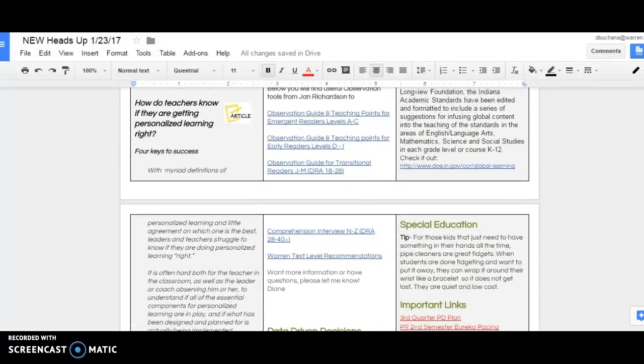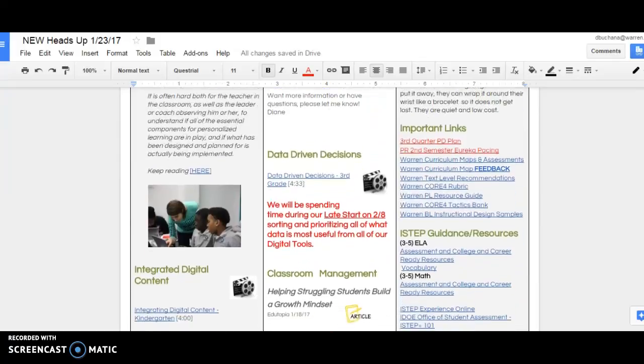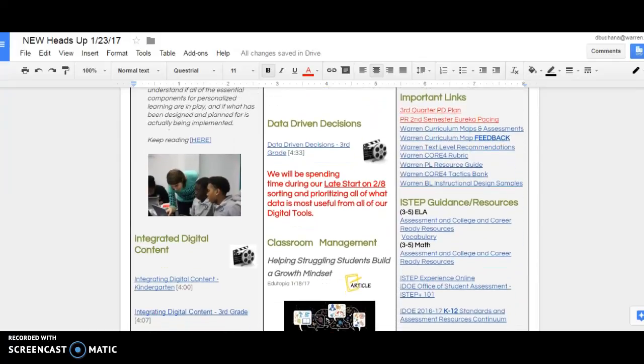If you look at the very bottom, I've always had some links there for you, but I wanted to point out a few that I've added. Your PD plan is always right here, so if you're thinking, I can't find it, just go to the recent Heads Up, it's always there. Your pacing guides for Eureka that we were just referring to are right there as well.